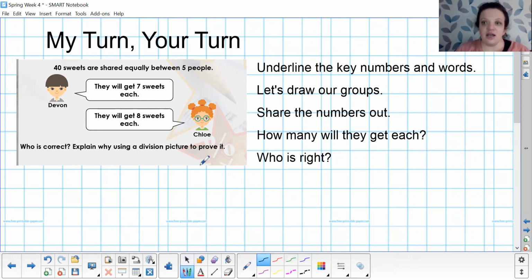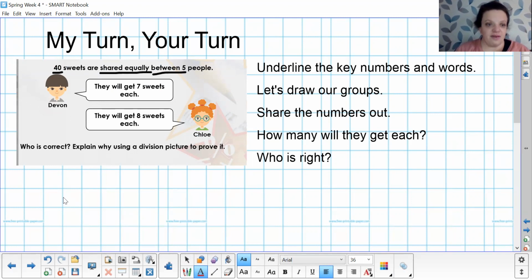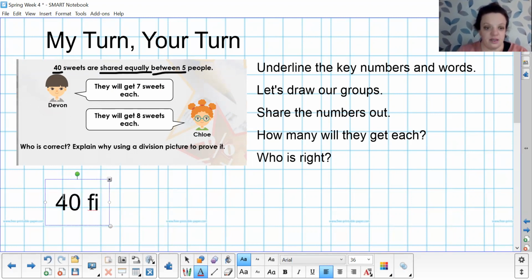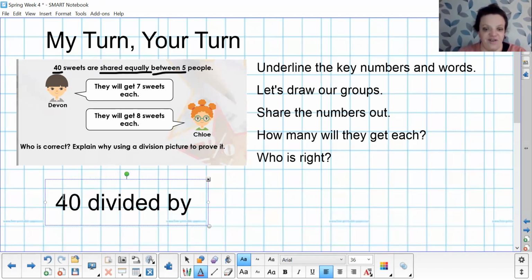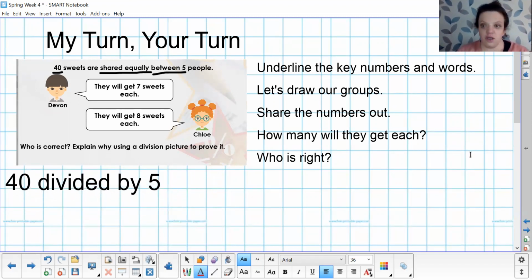So underline our key numbers and words. It's shared equally, so I know it's dividing between. And then it's 40 and 5. So if I'm using my big number, I know it's going to be 40 divided by 5, because my big number will be going first, because I'm sharing 40 out between 5 groups. So I'm going to draw it as a division picture.